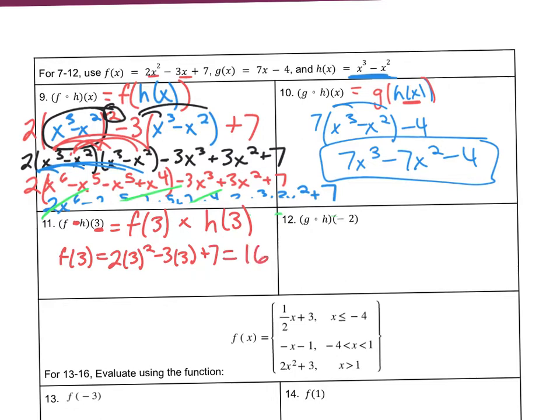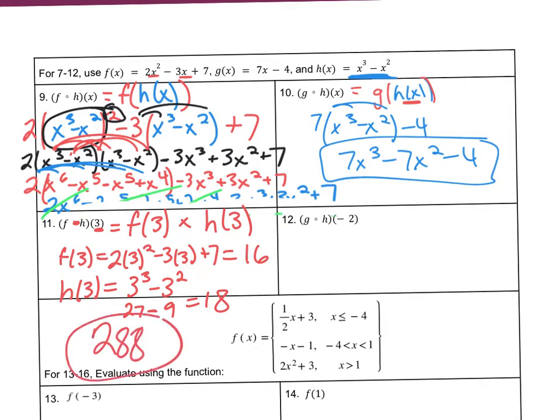And then h of 3 is just 3 cubed minus 3 squared, which is just going to give me 27 minus 9, which is 18, and 16 times 18 gives me 288 is my final answer. Because again, 16 times 18 is how I did that.